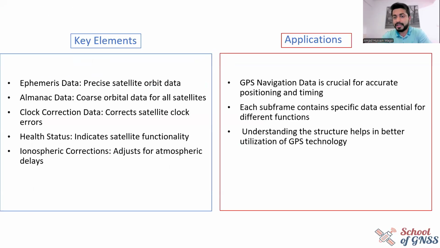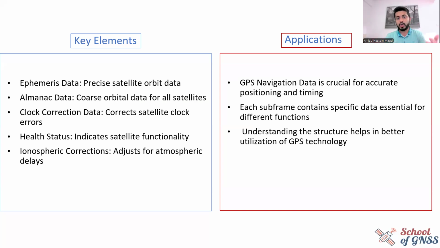The key elements and the applications. What are the key elements? The first is ephemeris data. The navigation data contains ephemeris data about the satellite that transmits the signal: the location, the accuracy, the clocks, and the orbits. It is mandatory for the receiver to know this data. Then almanac data, which is the data of the satellite which transmitted the navigation signal and also the data from other satellites. Then the health status, which is mandatory: whether the satellite is healthy or unhealthy. This is also included in the navigation message.